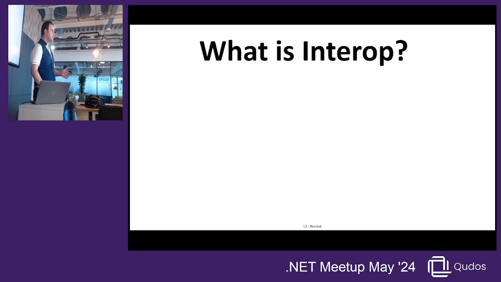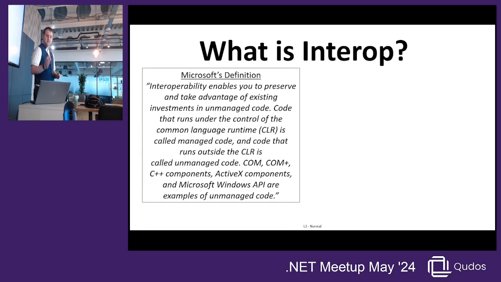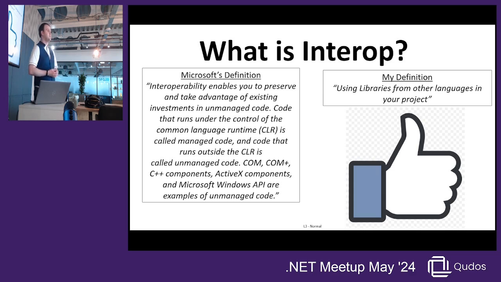So the first thing is, what is interop? Microsoft has this fantastic definition that is really in depth and actually covers the whole landscape of what interoperability in .NET is. It's all about being able to talk to all these other languages, both inside and outside of the CLR, inside managed code or in unmanaged languages such as C++ and so on. Doing all of that for a talk is a little bit too much to cover. So for the purposes of this talk, we're going to go with my definition, which is using libraries from other languages in your project. And we're going to stick within those languages that are fully supported within .NET itself.